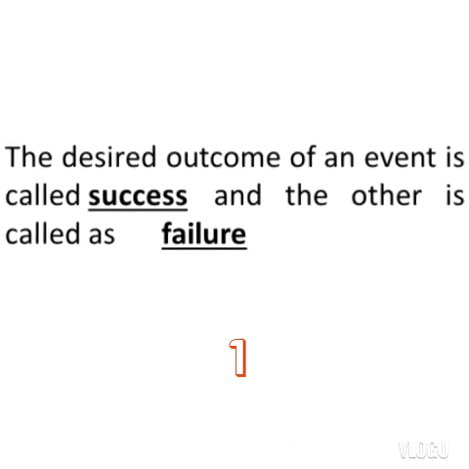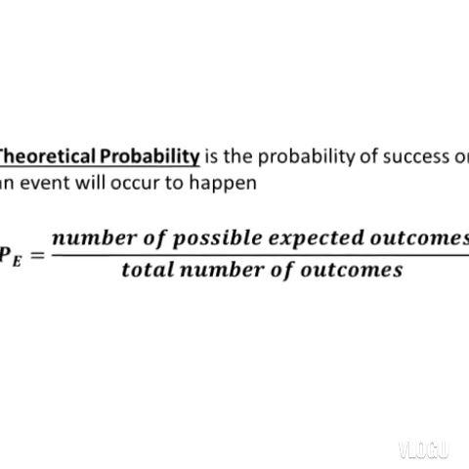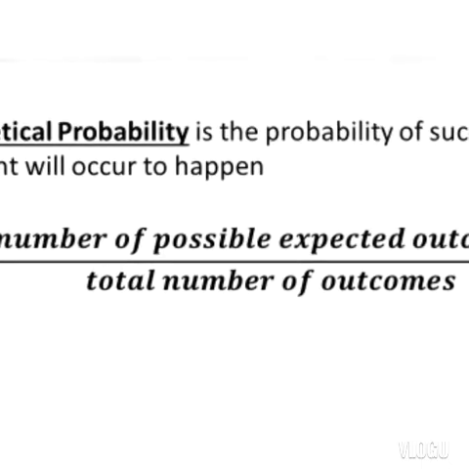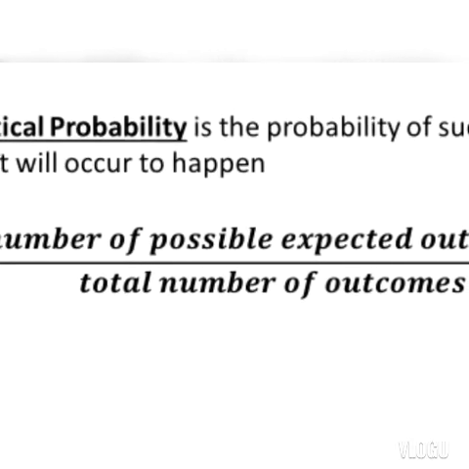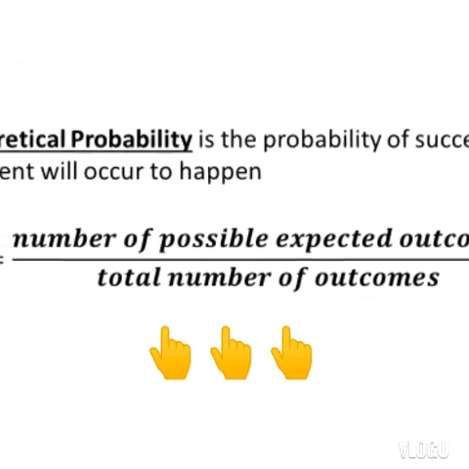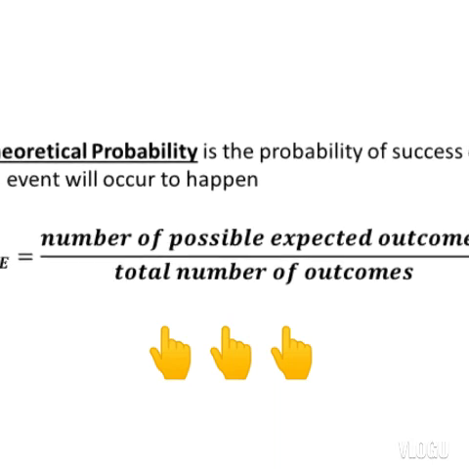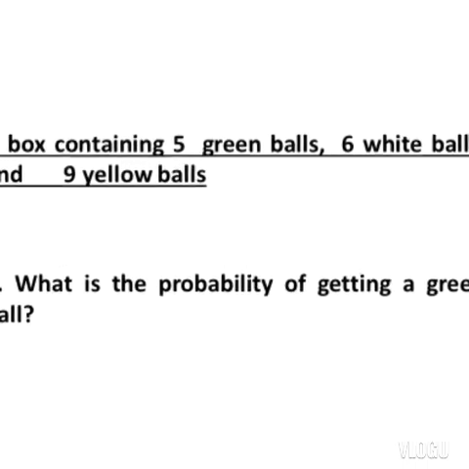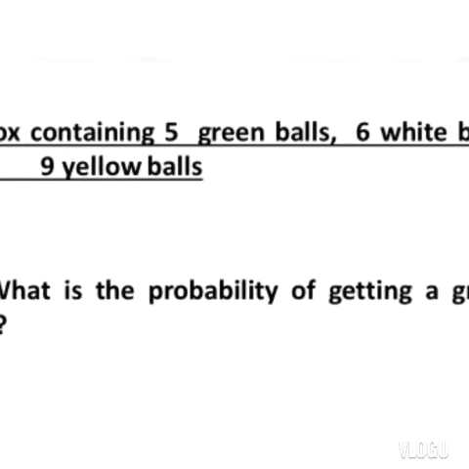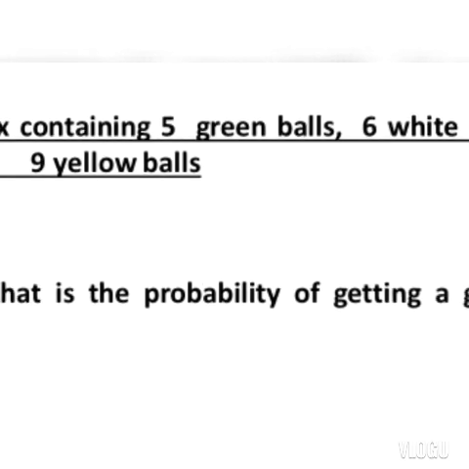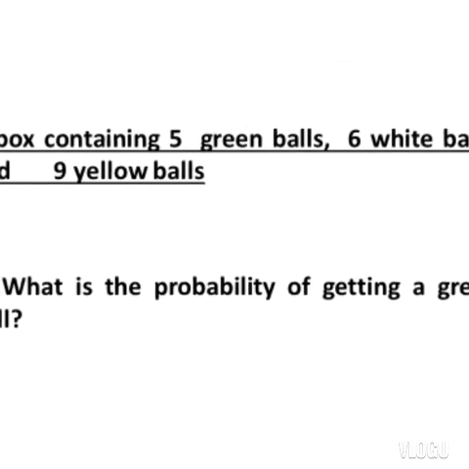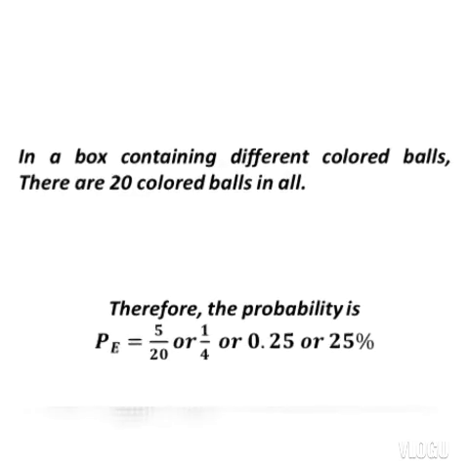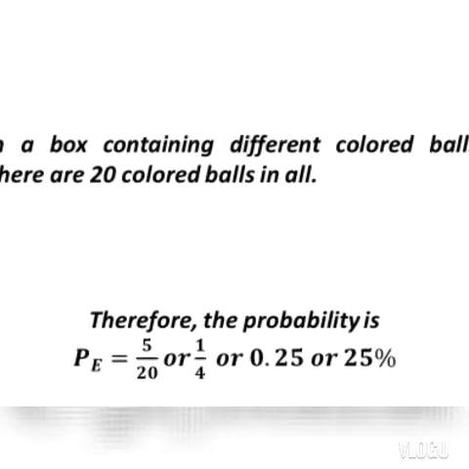Our formula enables us to get the probability of a theoretical event, that is always the number of possible outcomes over the total number of outcomes. I'll repeat, the probability of event formula: the number of possible outcomes over the total number of outcomes. So say for example, a box containing 5 green balls, 6 white balls, and 9 yellow balls. What is the probability of getting a green ball? Remember that in order for us to get the total outcomes, we need to add all the possible outcomes in an event.